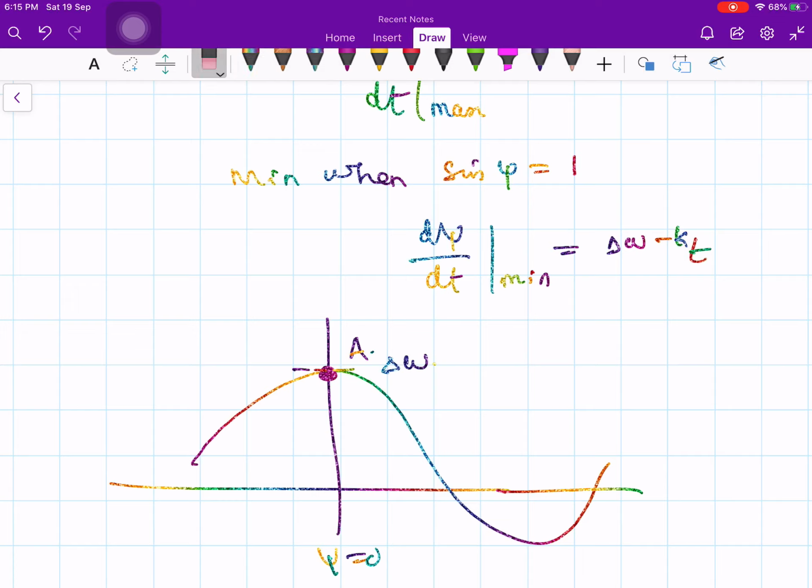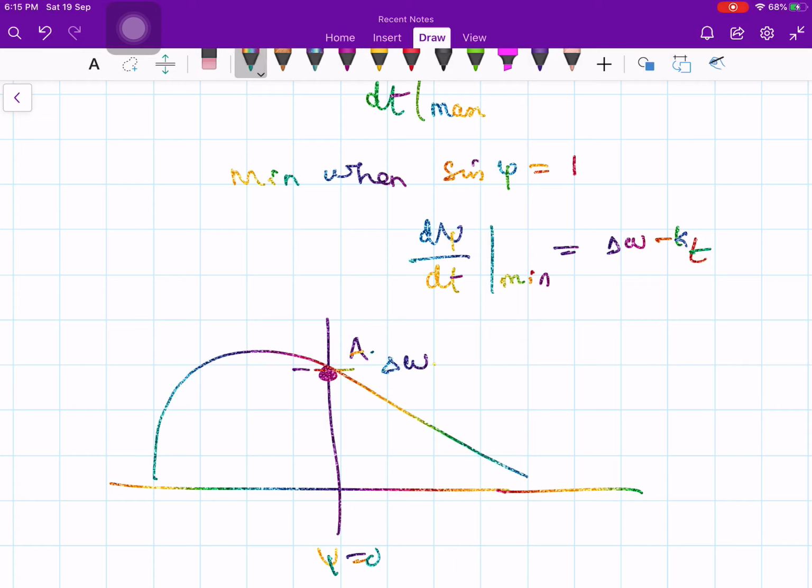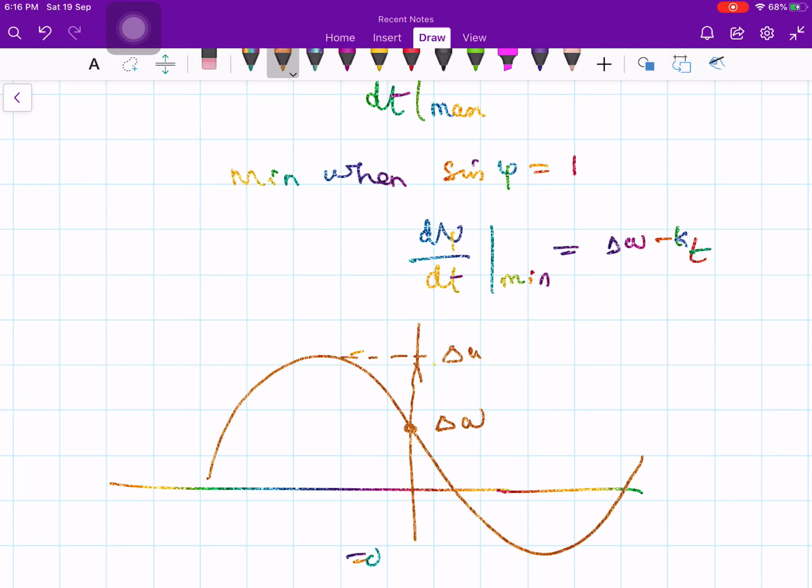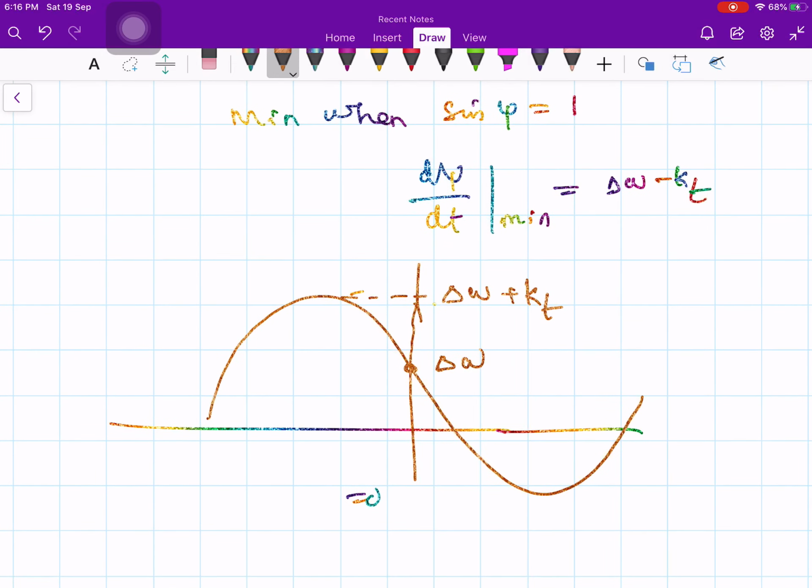I'm sorry, the plot is not drawn correctly. Like this. Let's say this point is delta omega and the peak value is delta omega plus k_t. That's what I want to say now. So at this point d psi by dt is equal to delta omega.